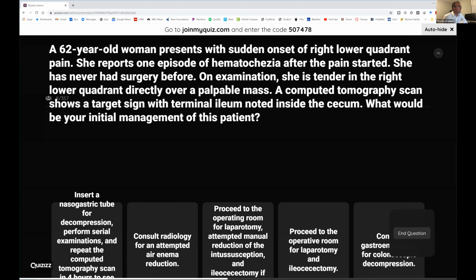initial management? Insert an NG tube, perform serial exams, repeat the CT in 4 hours to see if the intussusception has reduced. Consult radiology for an attempted air enema reduction. Proceed to the operating room for laparotomy. Attempt manual reduction of the intussusception and ileocecectomy if unable to reduce it. Proceed to the operating room for laparotomy and ileocecectomy. Consult GI for colonoscopic decompression.